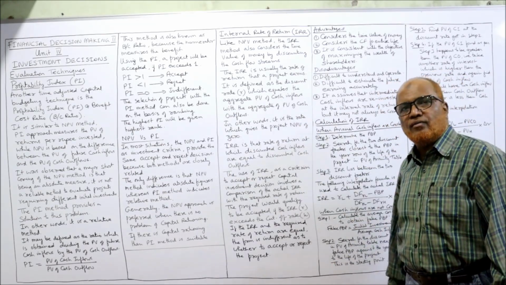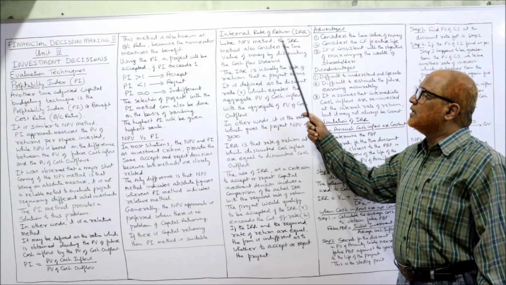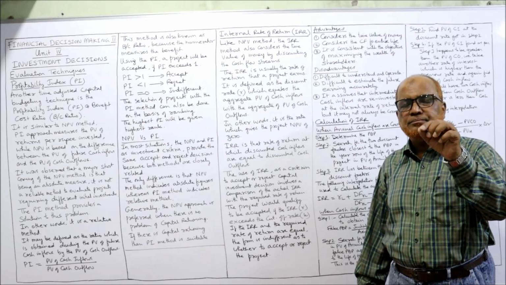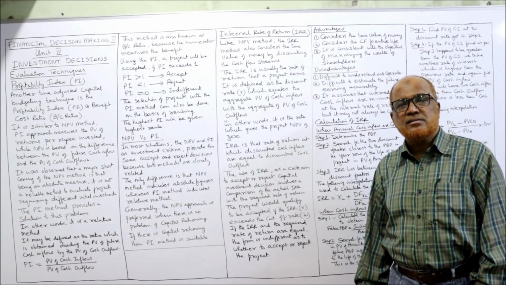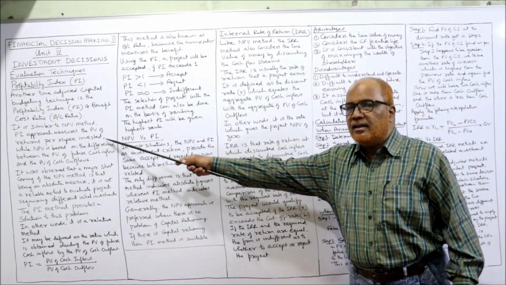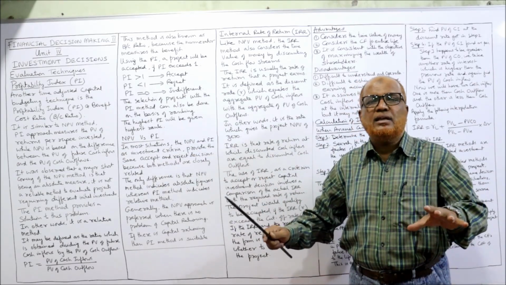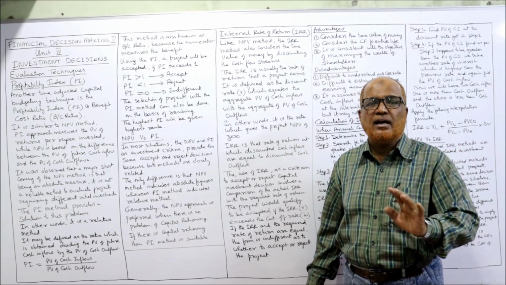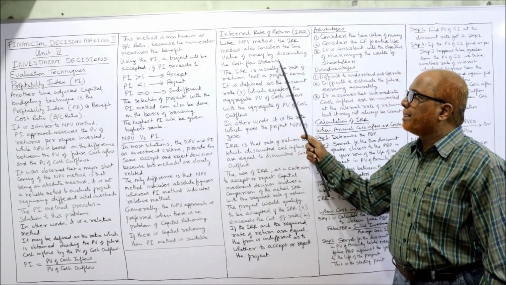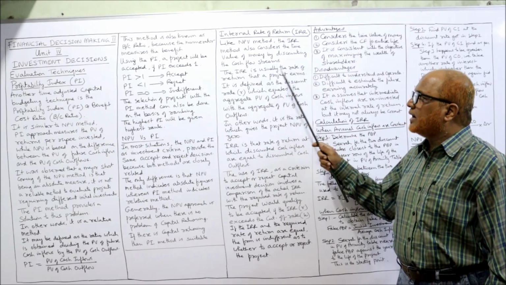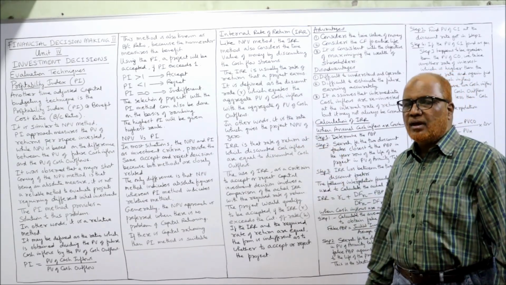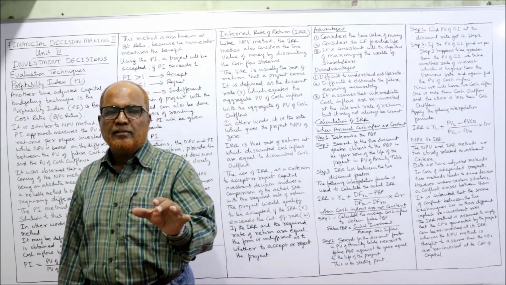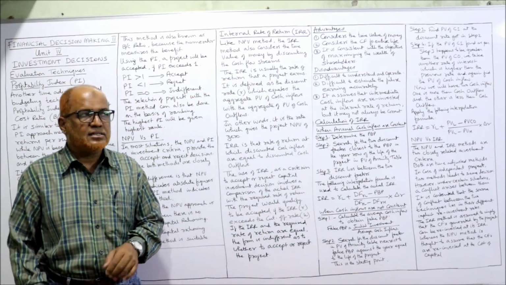So internal rate of return. Like NPV method, the IRR method also considers the time value of money, because these are discounted techniques. NPV technique, PI technique and IRR technique, all the three are discounted techniques. Means these techniques will consider the time value of money. The IRR is usually the rate of return that a project earns. Actually, internal rate of return is the rate of return which the project earns, right?